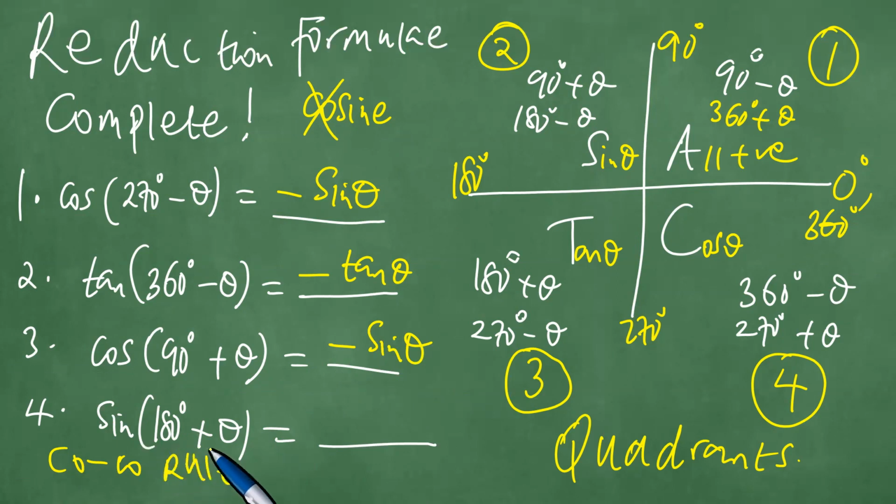180 degrees plus theta, in which quadrant is it? It's in the third quadrant, where the tangent is the only one that's positive, and therefore the sine is negative. What's the answer to number 4, anyone? Negative sine theta.